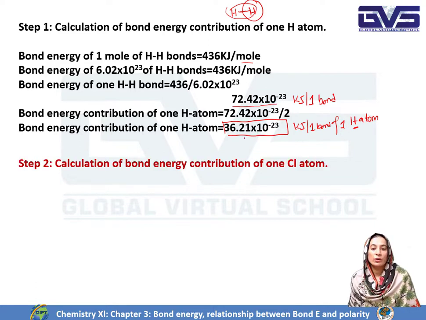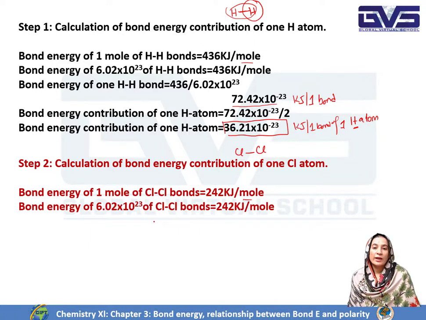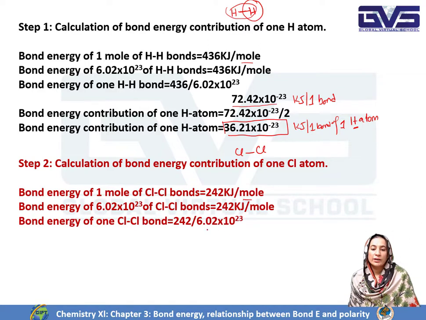Similarly, calculate for chlorine. For the Cl2 molecule, for 1 mole of bonds, it's 242 kilojoule. This 242 kilojoule is for 1 mole, 6.02 × 10^23 bonds, and we have to calculate first for only a single bond. So this will be divided similarly by Avogadro's number, and you get the answer 40.19 × 10^-23.